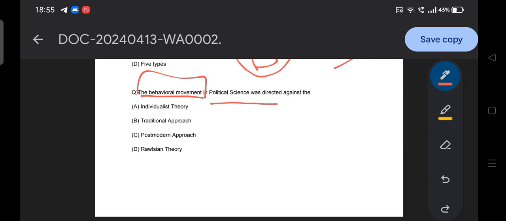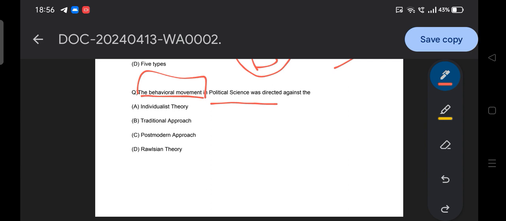But before that, we need to understand the question: the behavioral movement in political science. Comparative politics is a subdivision of political science, and within it there are different approaches and different phases used to study comparative politics. The behavioral movement is one of the approaches to study comparative politics. So the question is when it started and against whom.